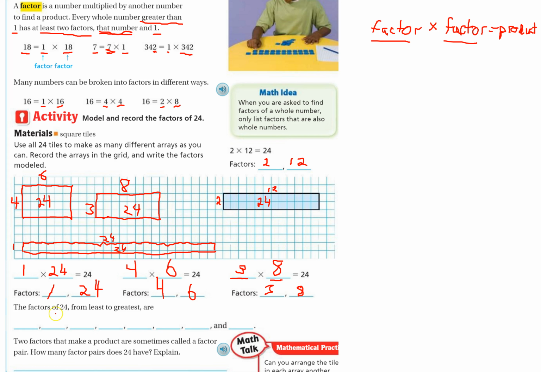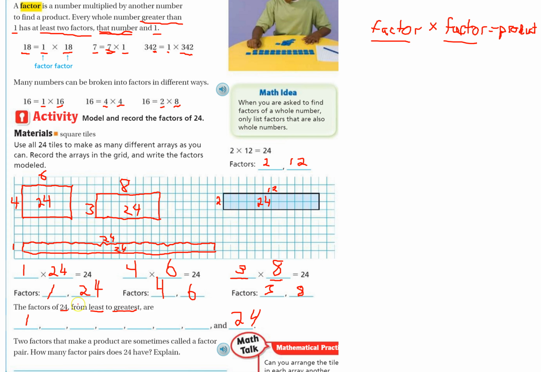And I come down here, the factors of 24 from least to greatest are, so I want to put them in order from the smallest to the greatest. So 1 is going to be the smallest, and I know 24 is going to be the largest. And that will always be the case with factors. Whenever you're finding factors of any number, 1 will always be the least, or the smallest factor, and the number itself, so in this case they were saying what are the factors of 24, the number itself will always be the biggest. Okay, but let's continue on.